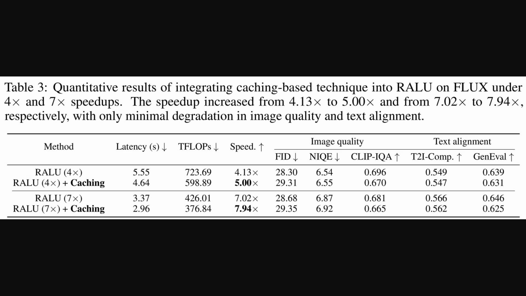So this table explores if we can push the speed even further. The authors combine their method with another trick called caching, which is a technique that saves and reuses previous calculations to avoid redundant work. And the results are great. When you add this caching to that 7 times speedup we just saw, it pushes the total speed to nearly 8 times. This extra boost comes with almost no drop in image quality. The Fréchet inception distance score stays very strong. This shows these different speedup approaches can be stacked together.